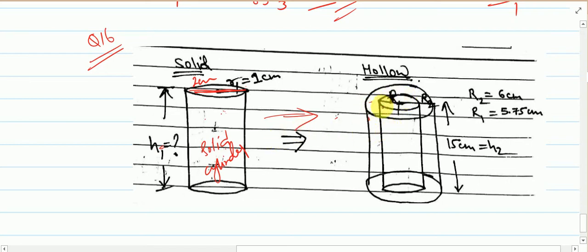The only thing is, here this will be hollow and its length will be different, it will be of different radius. So that hollow cylinder should have length 15 centimeter, external diameter 12 centimeter, and thickness 0.25 centimeter. Now the question is, what would be the height of that solid cylinder? So it's easy. The main concept is that shape is changing, volume will not change. So let us see.